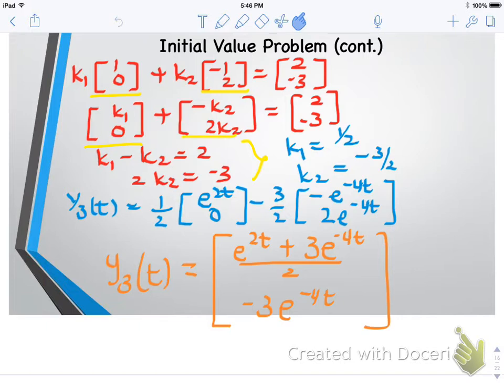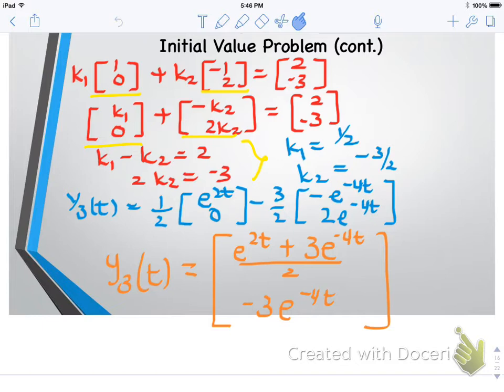equals 2, -3. And now we have a system of equations, because remember we can add straight across. So this becomes K1 minus K2 equals 2 and 2K2 equals -3. Okay. And hopefully you can go back and check, so I simplify showing all the steps.